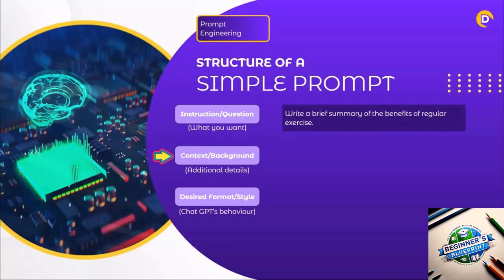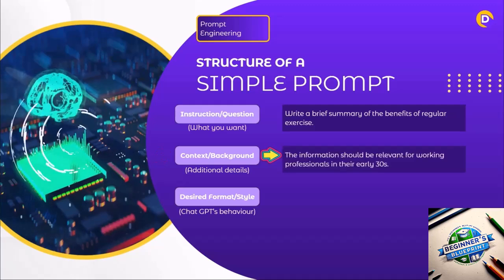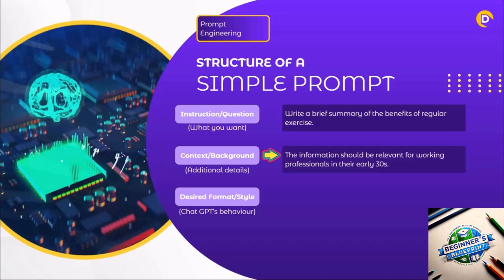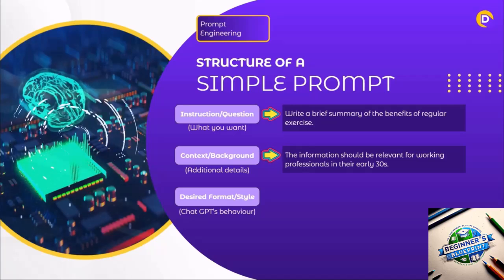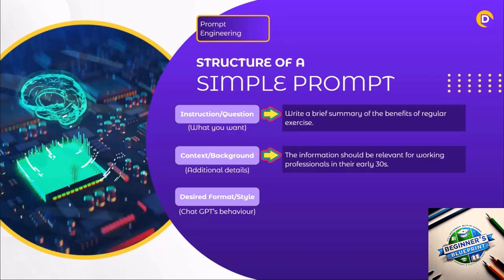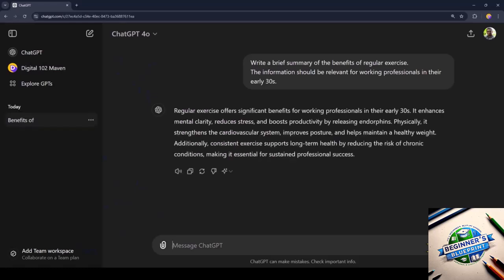Now let's add context to it. Let's put in, the information should be relevant for working professionals in their early 30s. Let's place both these parts as a fresh prompt. ChatGPT provides a similar summary, but tweaked for the context of working professionals in their early 30s.